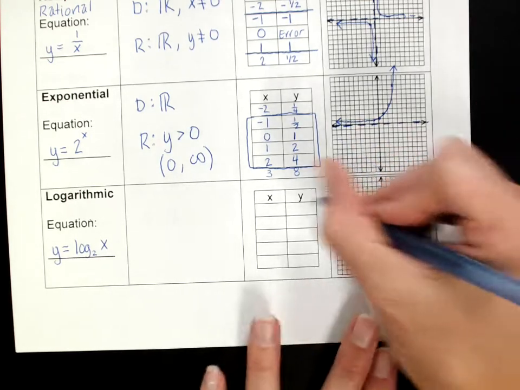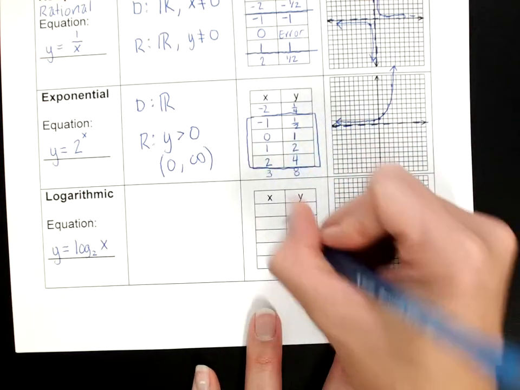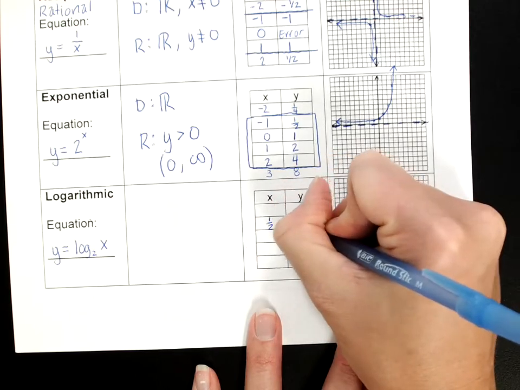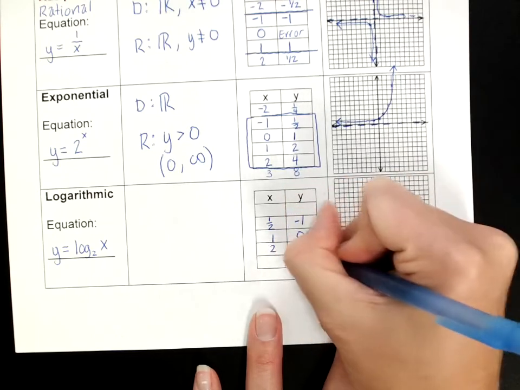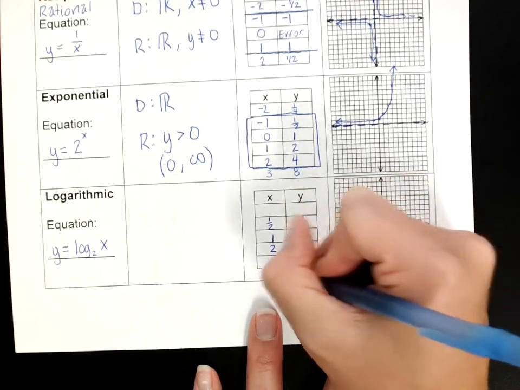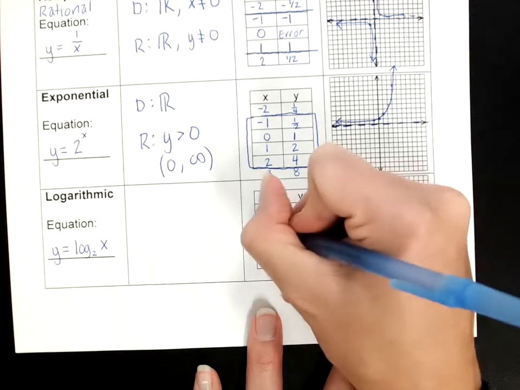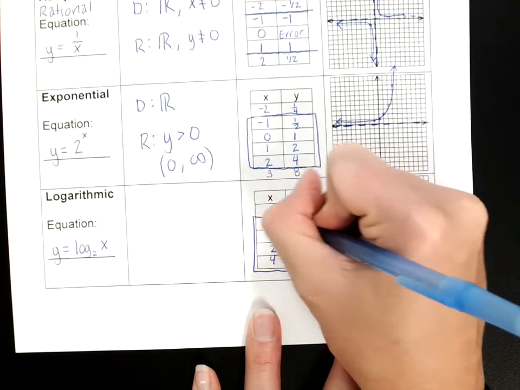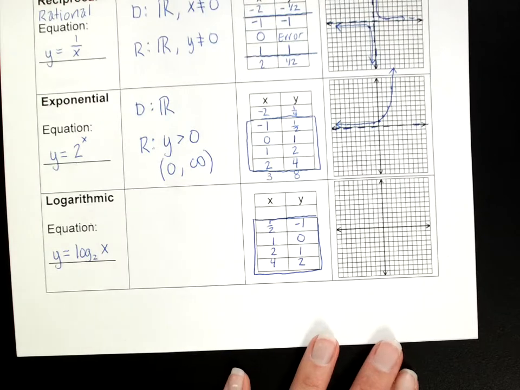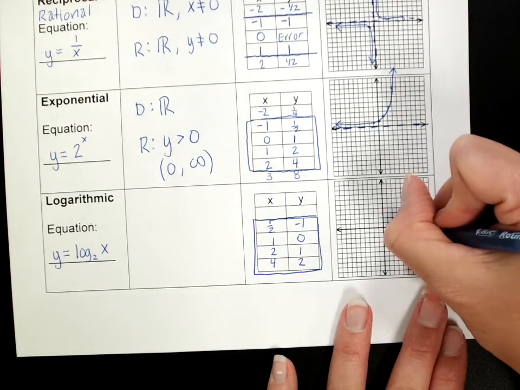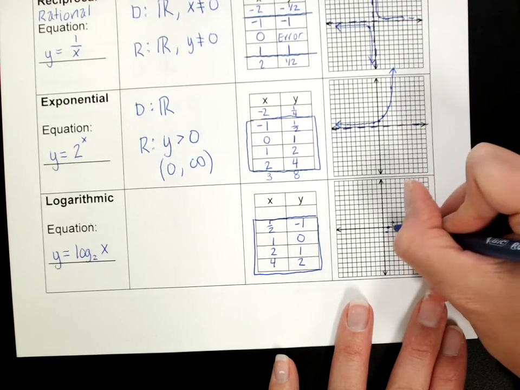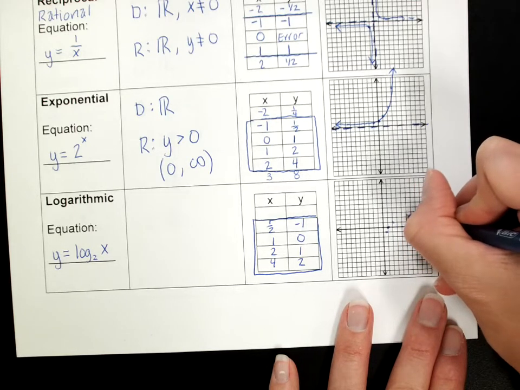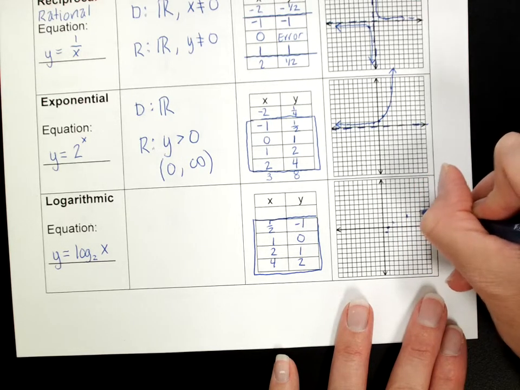So for my table here, I'm going to do the same points except switched. So I can start with 1/2, that's going to be -1. 1 is going to be 0. 2 is going to be 1. 4 is going to be 2. Again, those are the ones I want you to know. You could put the other ones on here if you wanted to. Let's plot this one. Here's (1/2, -1), (1, 0), (2, 1), (4, 2). If I wanted to put (8, 3), I could.